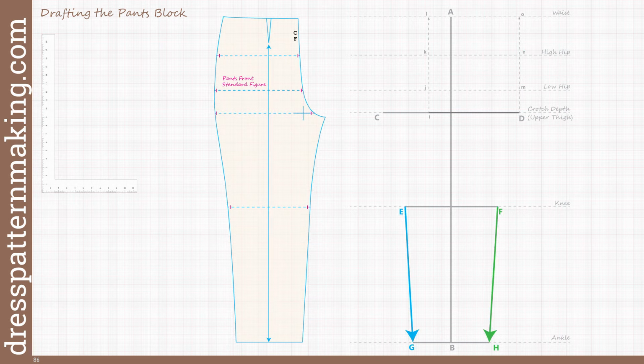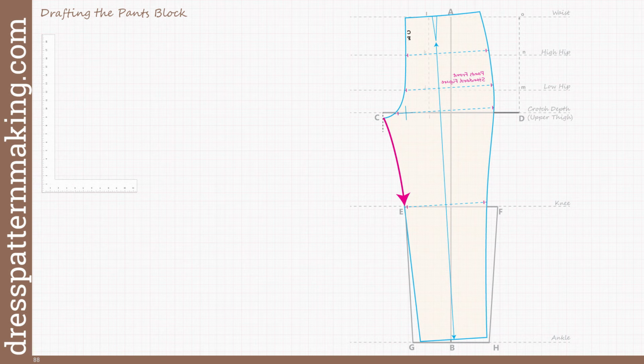Draw straight lines from the knee to the ankle, from knee point E to ankle point G, and from knee point F to ankle point H. Draw a short guideline about 2 inches long down from point C at right angles to the C to D line. Take your front block and turn it upside down. Match the inseam knee point of the front with a knee line at the pants back. Then rotate the front block until the crotch point touches the guideline that comes down from point C. Trace that front inner leg curve from the crotch point down to the knee.